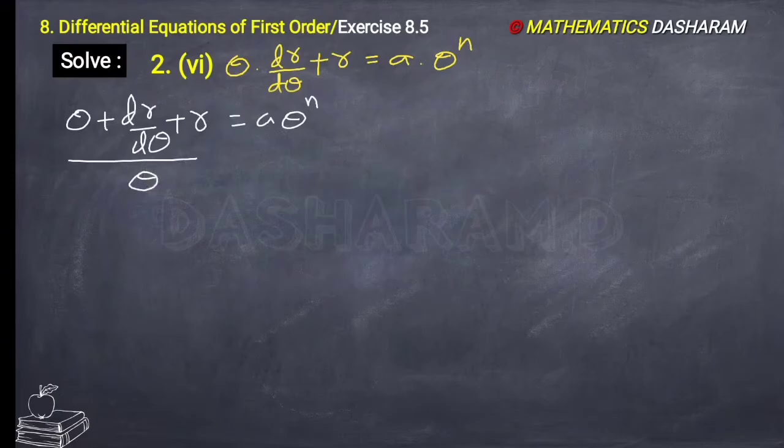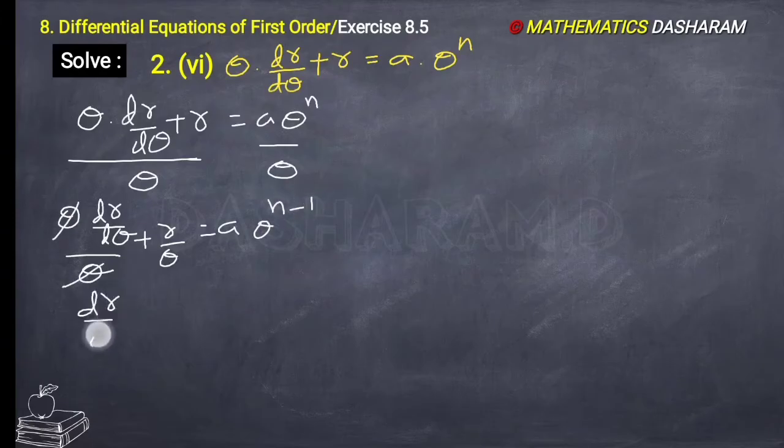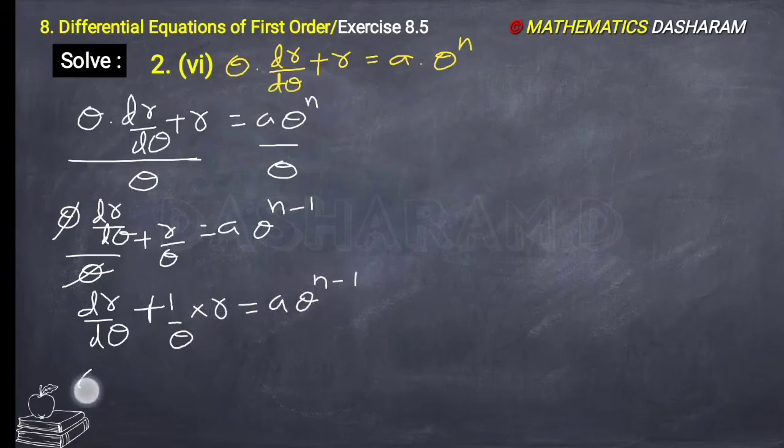Theta into dr by d theta plus r equals to a into theta to the power of n. Left side divide with theta and right side divide with theta, and split into two fractions: dr by d theta by theta plus r by theta equals to a into theta to the power of n minus 1. Here theta cancel, dr by d theta plus 1 by theta into r equals to a into theta to the power of n minus 1.